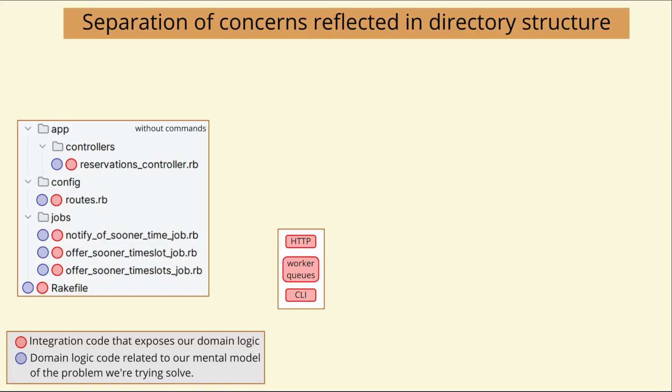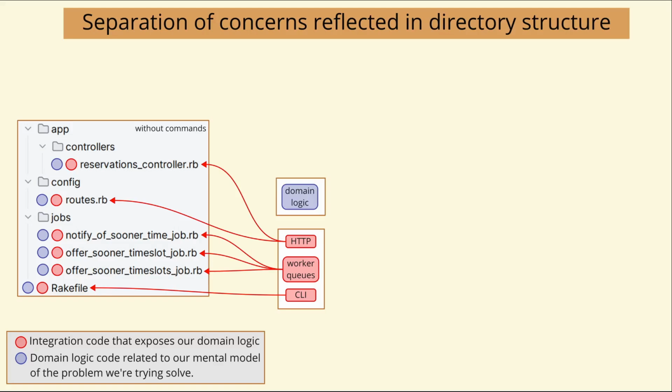So we have three different types of integration code going on here. We have HTTP, we have worker queues or scheduling asynchronous concerns, and then we have CLI, we have command line interface. This is where we are exposing domain logic on the command line. And these are all located in these files. Whereas the domain logic, like we mentioned, it's smeared all over the place. And that is a problem if your domain is complicated and difficult to wrangle.